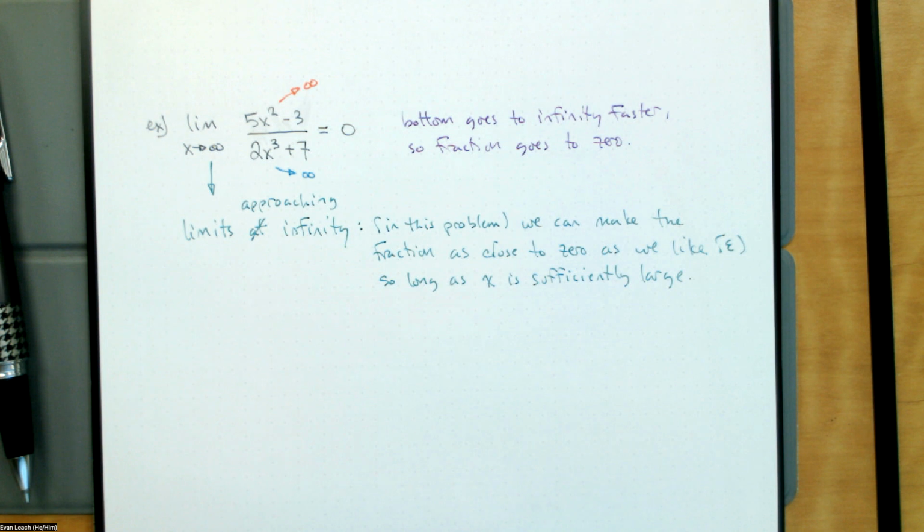This is just the limit at infinity version of the epsilon delta definition. When we say limit as x approaches c of f of x equals L, we mean we can make f of x as close to L as we like, so long as x is sufficiently close to c. When we're dealing with infinity, we can make the expression as close to 0 as we like, so long as x is made sufficiently large. And then beyond that value of x, the fraction will always be as close to 0 as we like, within epsilon of 0.